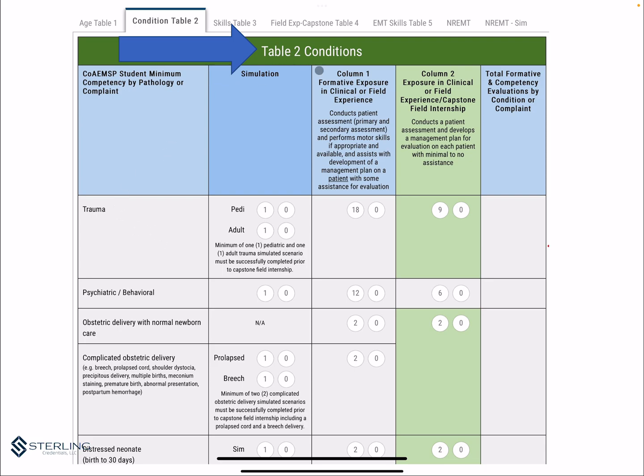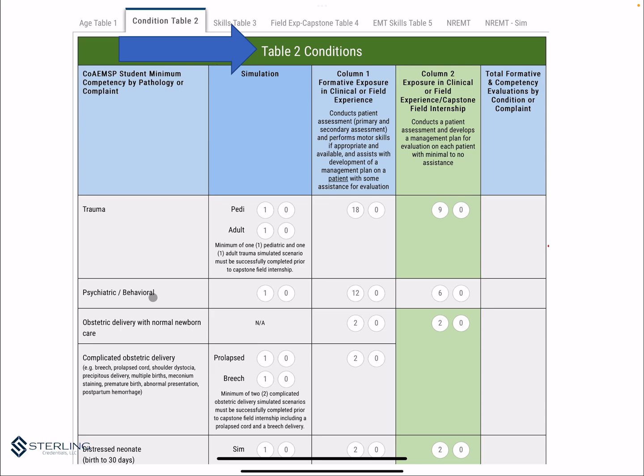Okay, table 2, conditions. So these are our diagnoses, and I'm going to tell you, you'll get a little frustrated when you're trying to do diagnoses on your patient care reports because we're limited to what the COA has designated as the valuable categories they want to see. That being said, the COA has said it is completely acceptable and even encouraged to quote-unquote double dip.